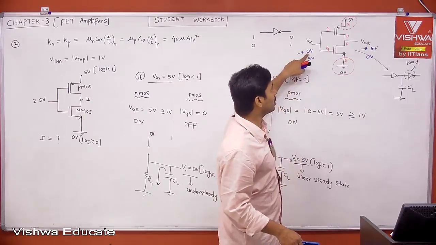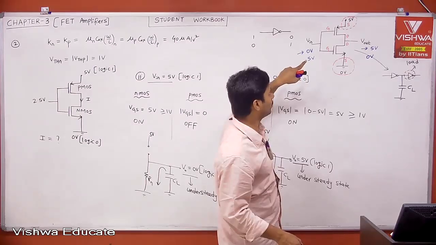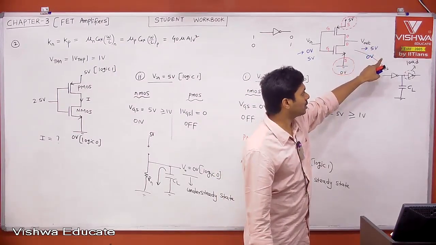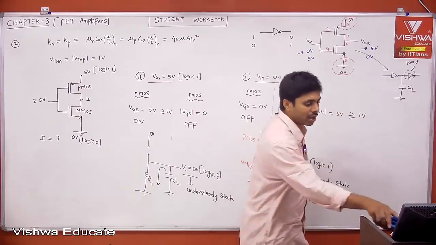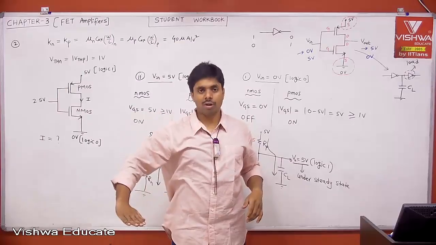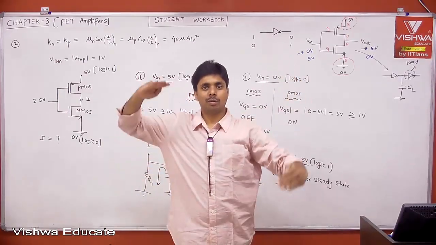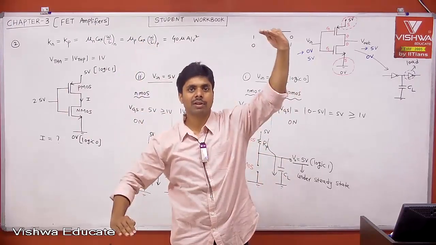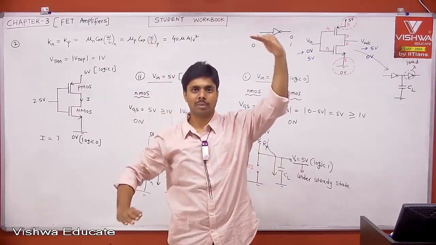But when input is changing like 0, 1, 2, 3, 4, 5, then your output will be 5, 4, 3, 2, 1, 0. Definitely, right? Why? If you observe clearly, input is 0, output is 1. Input is 1, output is 0. Inversion. That is nothing but your inverter, but defined with the logics. Logic 1, logic 0.